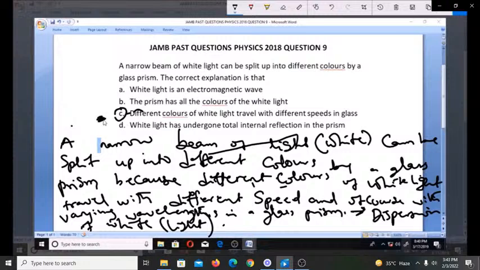Different colors of white light travel with different speeds in glass. So that is the answer, and it is known as dispersion of white light. Dispersion of white light. Thank you.